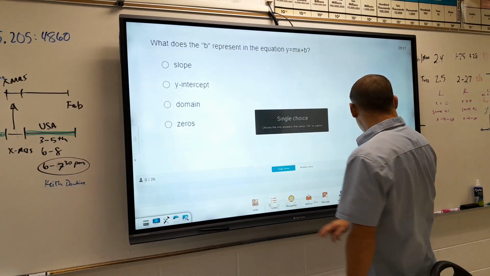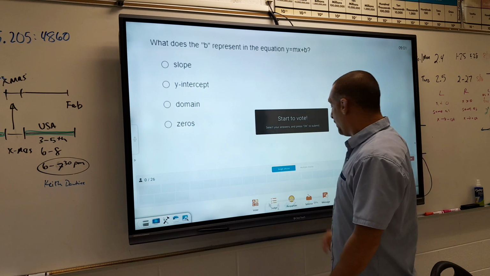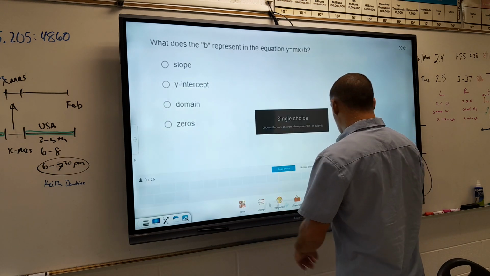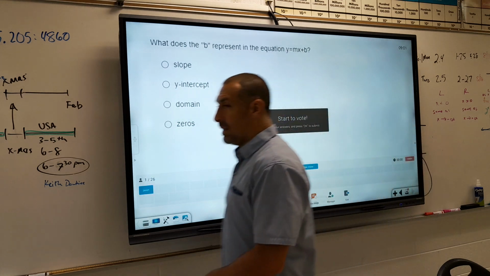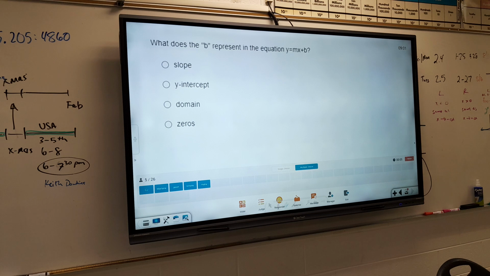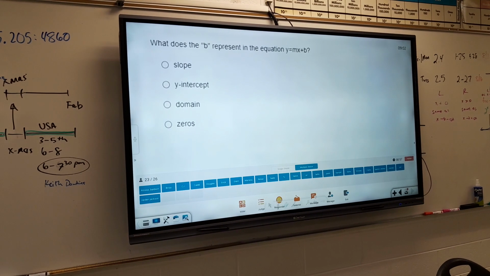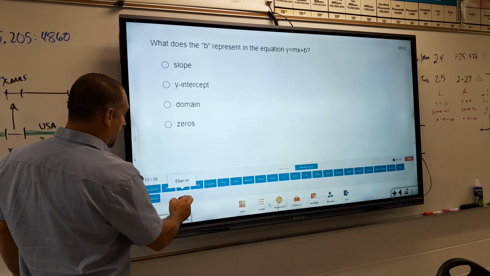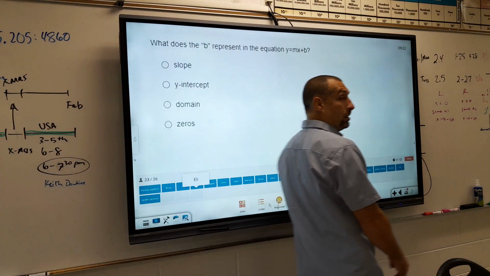Last question. I think this is the last question of the day. Whoops, sorry. Good luck. Last question of the day. It's also about slope-intercept form. All right, once we're done with this, I'll explore Destiny's out.